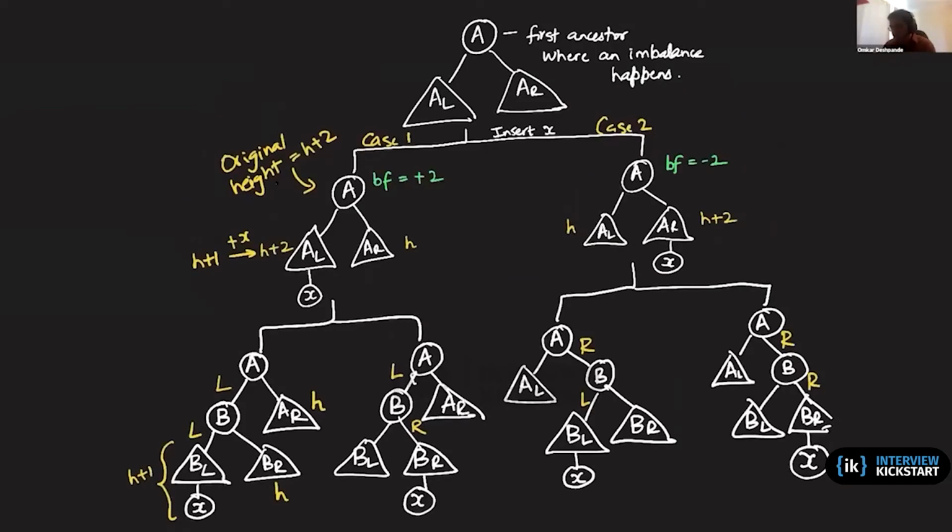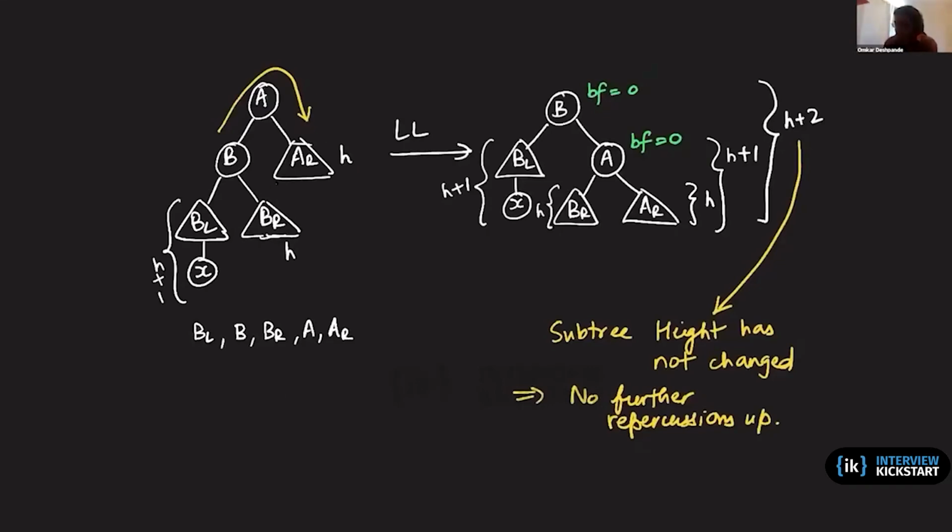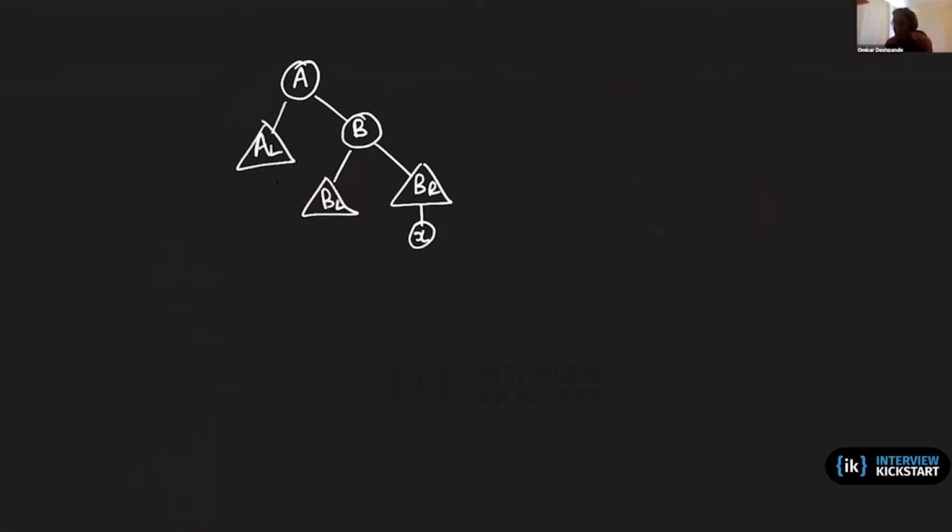Okay, now let's look at the other 3 cases. So the RR case is actually exactly symmetric to the LL case. Let me just draw the diagram for it quickly. So we have A, we have RR, so that means X is going to lie in the right subtree. X was added to the right subtree of B. BL was like this and AL was like this. A is the first node where things went wrong.